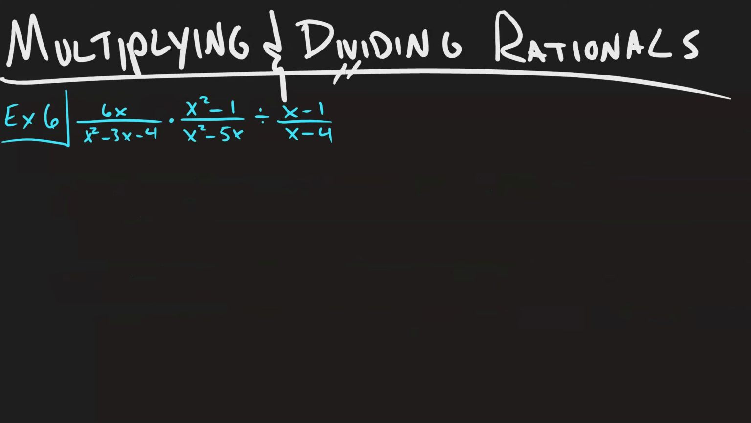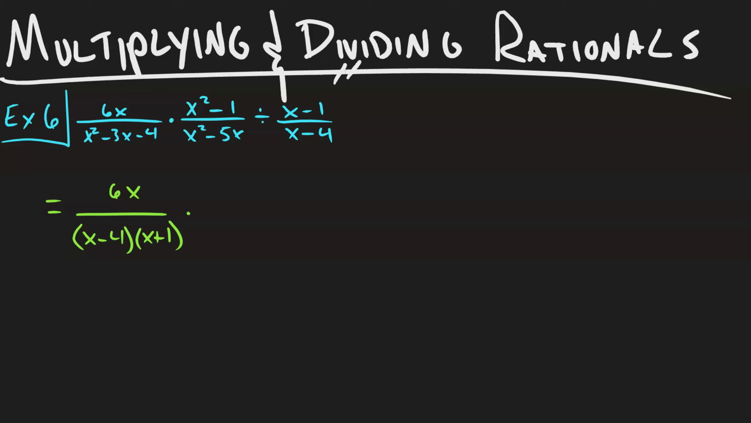In this next example, we actually have to contend with 3 fractions here and 2 operations, multiplication and division. So for the time being, I'm going to eschew the excluded values and just worry about the simplification and multiplying and dividing. So let's start off as always by factoring. So 6x over our factored denominator will be x minus 4 times x plus 1.